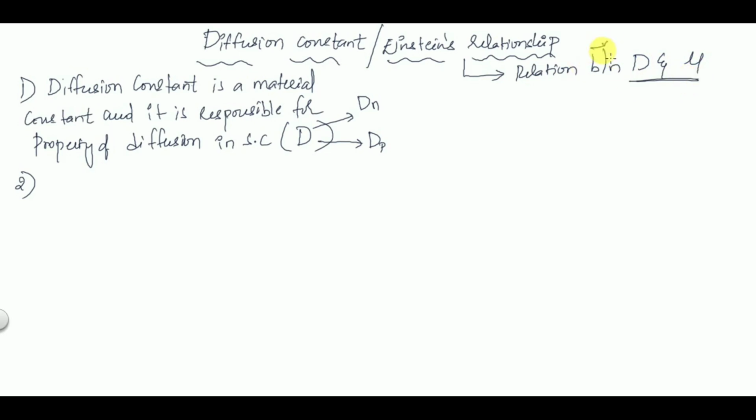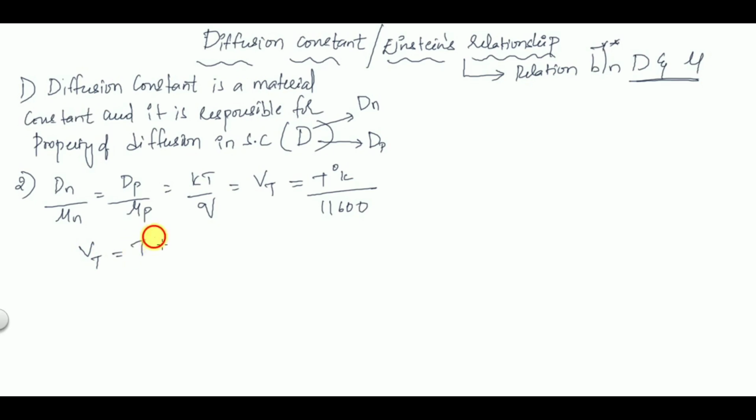This is a very important point. Einstein's relationship gives the relationship between D and mu. It is given by Dn by mu n is equal to Dp by mu p is equal to kT by q, which is equal to Vt, which is equal to T degrees Kelvin by 11,600. So this is the relationship. Here Vt is equal to T degrees Kelvin by 11,600.